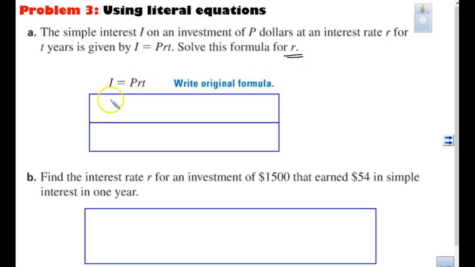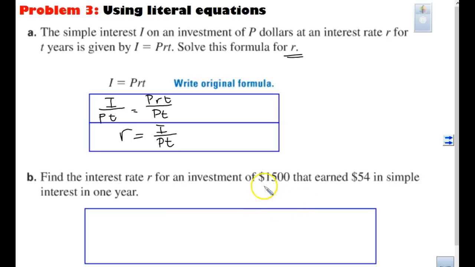In order to solve this, I am going to take I, and I am going to simply divide it by P and T. And on this side, I'm going to take P, R, and T, and again, I'm dividing by P and T. And we know that P divided by P is 1 and T divided by T is 1. So my answer is, and I'm going to put what I'm solving for first. So instead of putting the R second behind the equal, I'm going to put it first. R equals I divided by P and T.